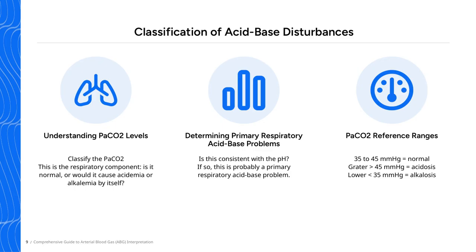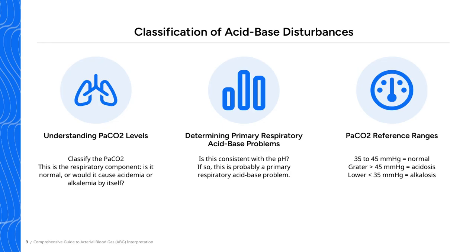Now, it's important to ask ourselves, is this PaCO2 level consistent with the pH? If it is, then we're likely dealing with a primary respiratory acid-base problem. To determine this, we classify the PaCO2. Since it's the respiratory component, we need to see if it's normal, elevated, or decreased. This helps us understand whether it could be causing acidemia or alkalemia by itself. By understanding these levels, we can start to piece together the bigger picture of the acid-base disturbance.